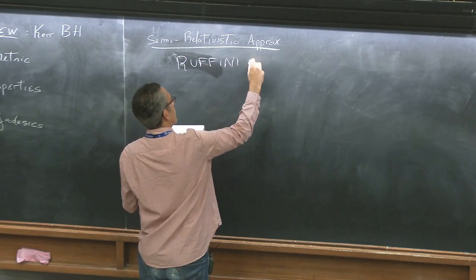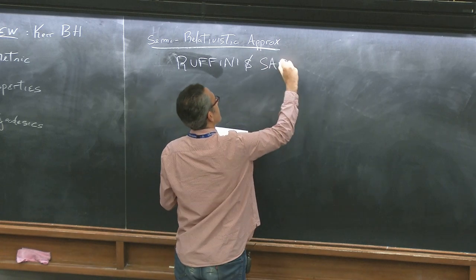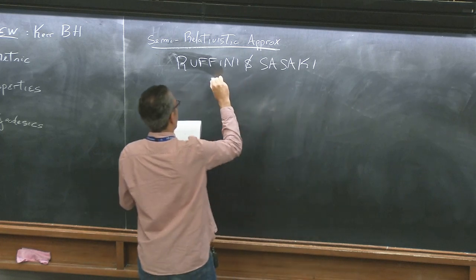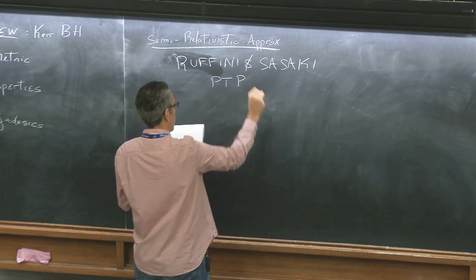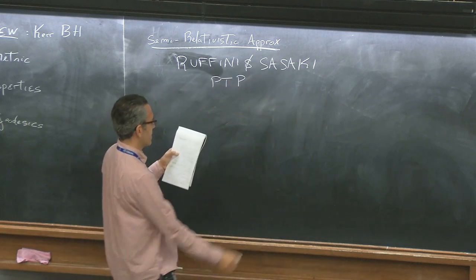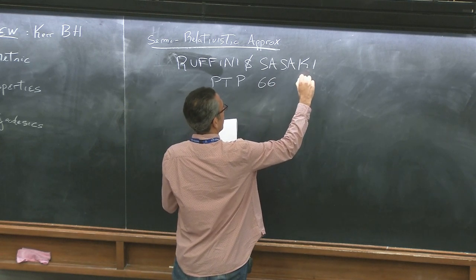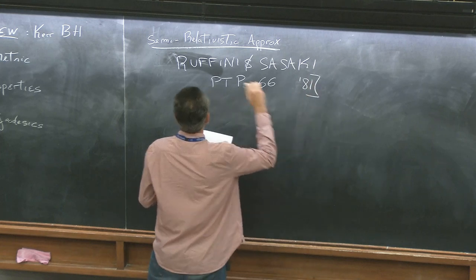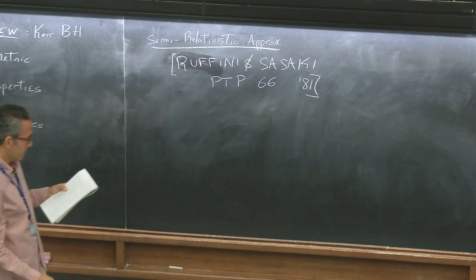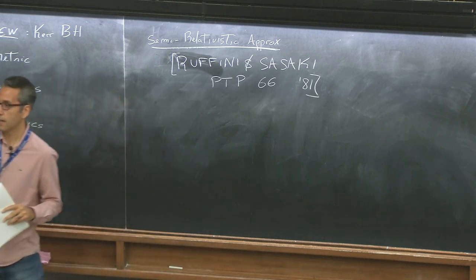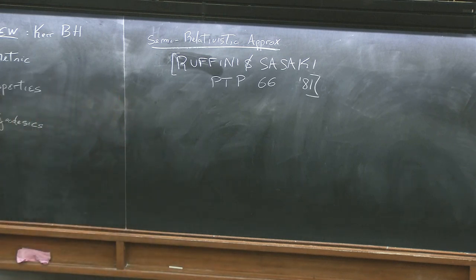Ruffini and Sasaki have a very, very beautiful paper in PTP, Progress in Theoretical Physics. It is a Japanese journal, 66, from 1981, that you can refer to. Very readable. So what they said is, like Peter was saying, if Q is zero at that point, everything is just a geodesic, right?